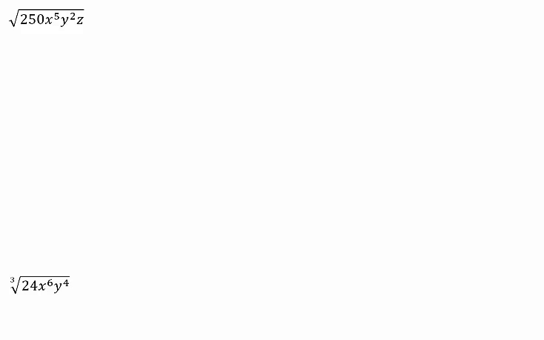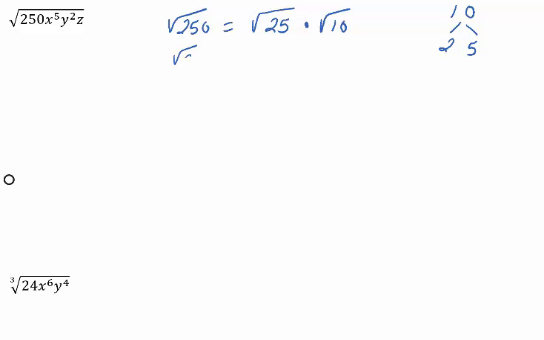Okay, we're going to simplify these radicals. This first one, we need to look at the perfect squares of 250. So the square root of 250 equals the square root of 25 times the square root of 10. 10 does not factor into anything else. If you look at the factor tree of 10, it goes to 2 and 5, both of which are prime numbers. So the square root of 250 would equal 5 square root of 10. So we know that part.